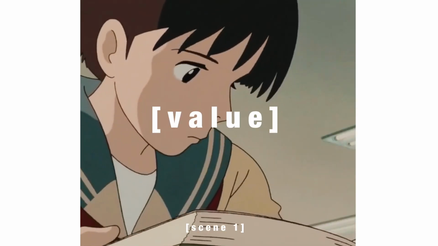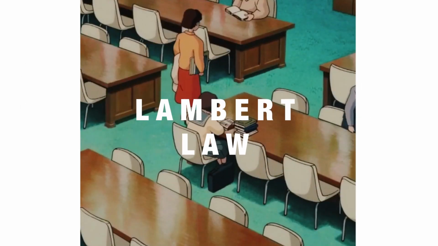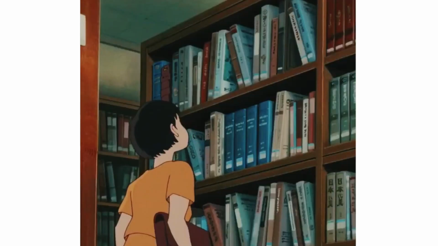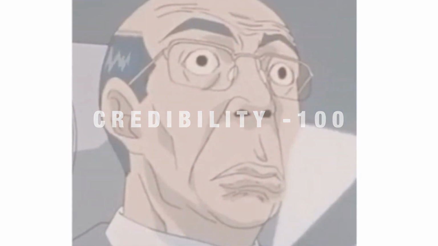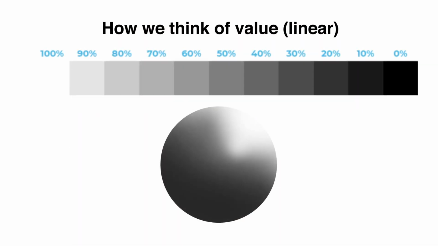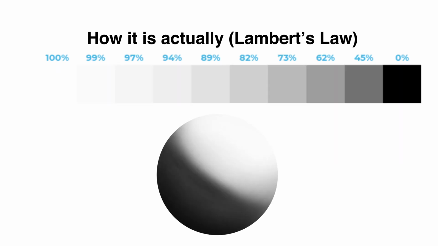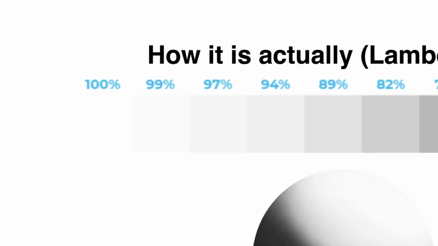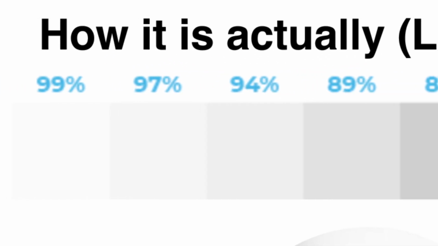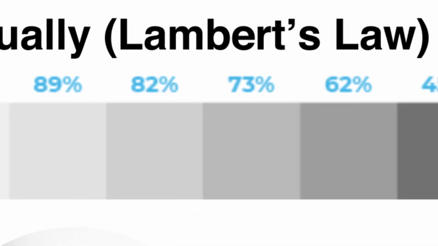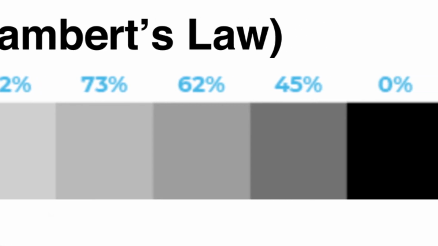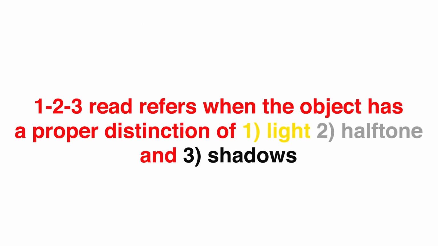If you have been studying value, you may be familiar with the Lambert emission law. A misconception that beginners make, and sometimes myself too, not gonna lie, is that when an object darkens, it is linear or gradual. However, the Lambert emission law states that this is how light really works in nature. As we can see, it changes gradually, just a little bit, in the light, but when it turns in the halftones, it changes dramatically, turning into the shadows. This allows us to have a 1, 2, 3 read.